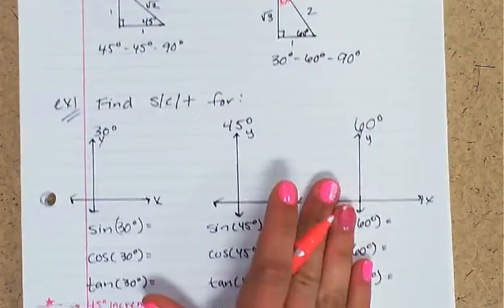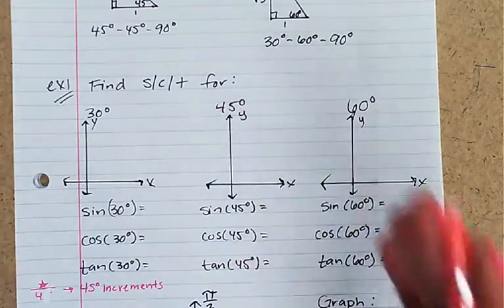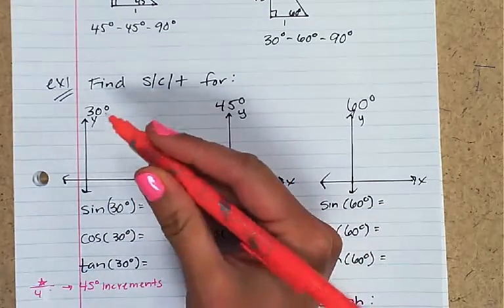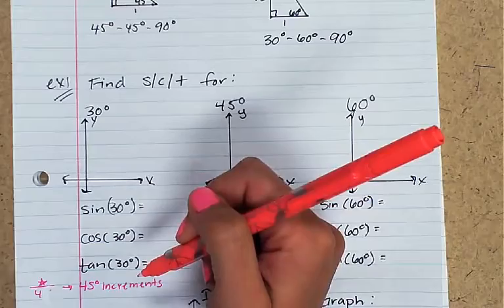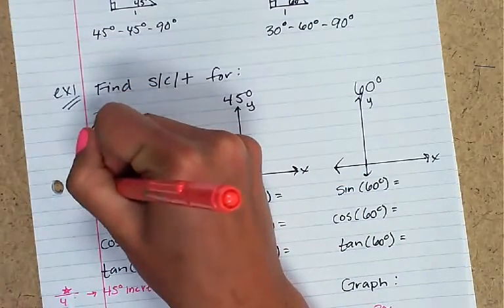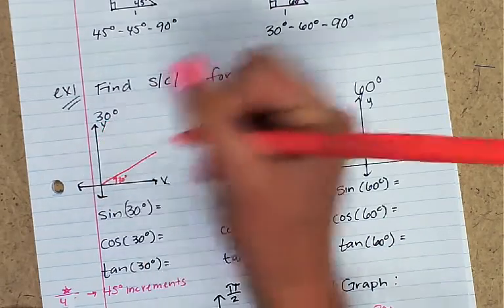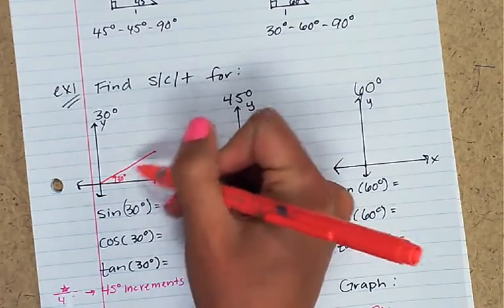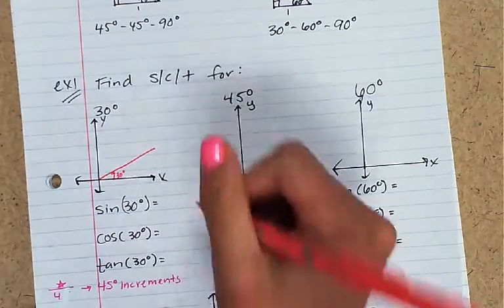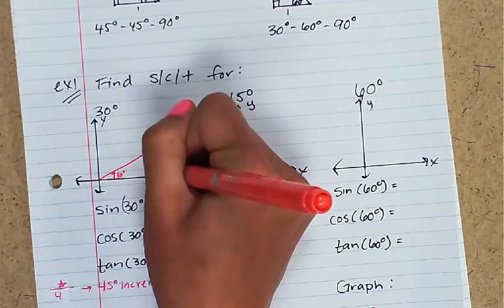So for example, I guess this is like example 3. It says find sine, cosine, and tangent for, and then they give you a degree measure. This one here is 30 degrees, so I need to find sine, cosine, and tangent of 30 degrees. So if I were to draw that angle in standard position, it would be 30 degrees. What you always want to do is take the terminal side of your angle and always connect it back to the x-axis. You always go to the x.